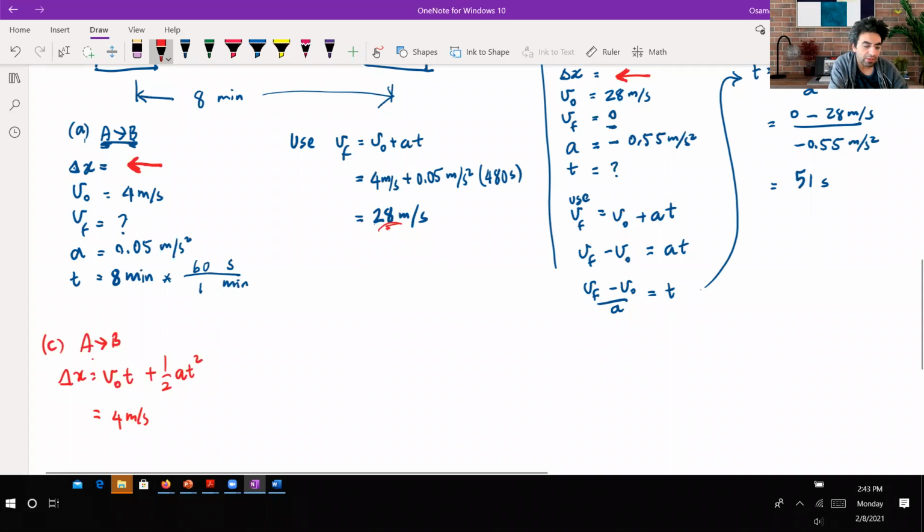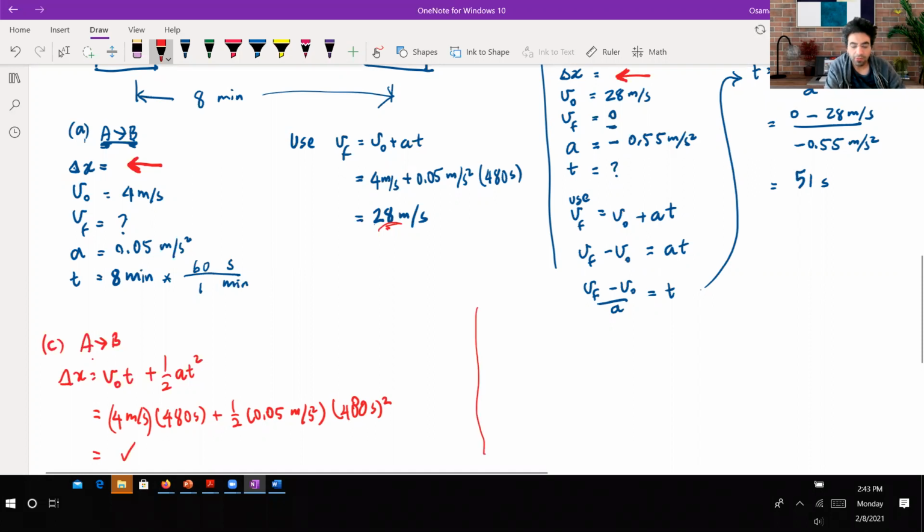In this case, I'm thinking about the first segment, when the train was accelerating. So it'd be 4 meters per second times this time, not the time that I just found, because that's for a different segment. This time here, which was 480 seconds, plus half the acceleration. What's the acceleration in this case? It was positive 0.05 meters per second squared, times the time squared, so the 480 seconds all squared. And I can just multiply this through and figure out what the displacement is.